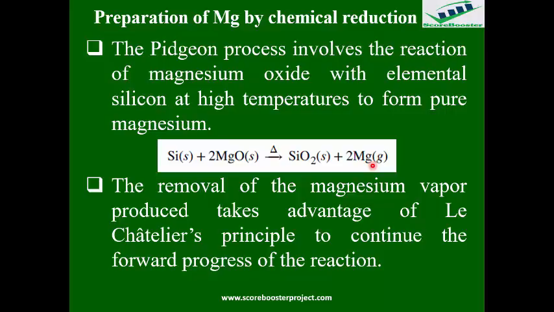The removal of magnesium vapor takes advantage of Le Chatelier's principle. You remove the magnesium, the equilibrium shifts to the front because it is in gas form at high temperature. As you keep removing the magnesium gas, the equilibrium keeps shifting to the front so as to get more product.